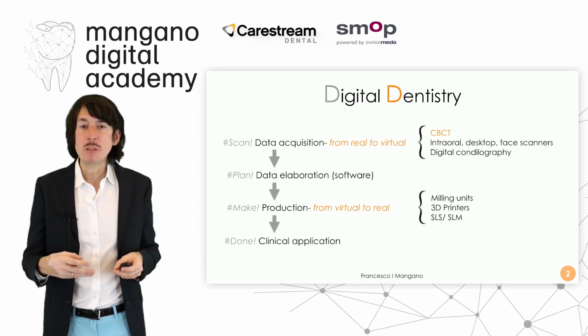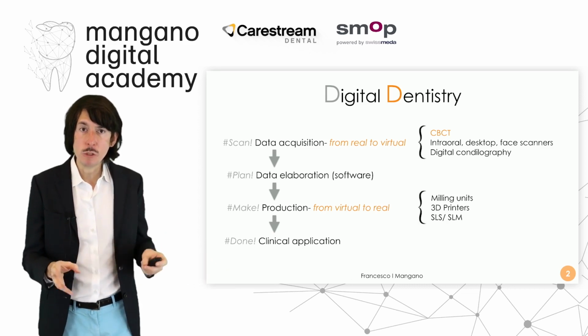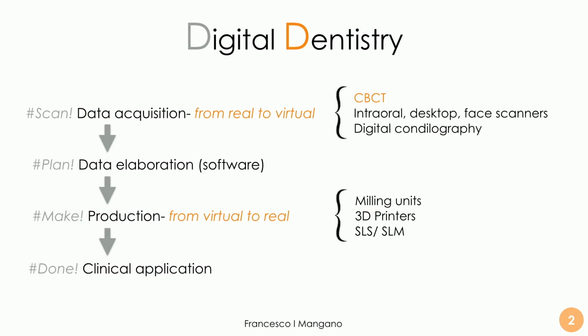Then we have the production, the making of the restoration, in this case the individual hybrid abutment, and the provisional or final restoration, and then the clinical application. So this is the scheme, and the scheme is always the same. The pathway for success is always the same. We need to consider all the different steps and in detail.